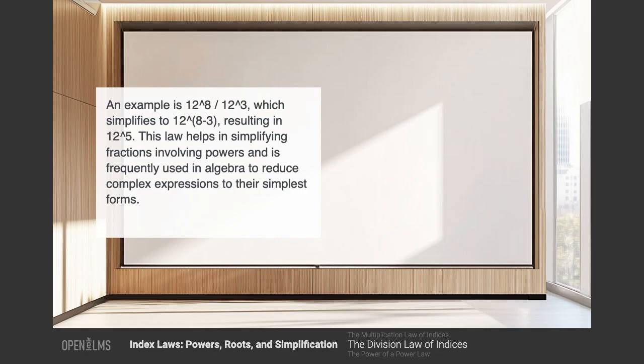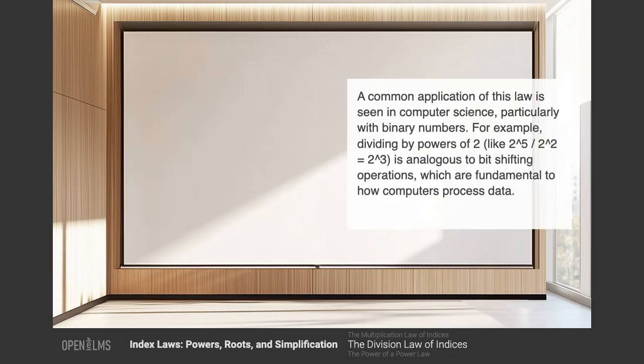This law helps in simplifying fractions involving powers and is frequently used in algebra to reduce complex expressions to their simplest forms. A common application of this law is seen in computer science, particularly with binary numbers. For example, dividing by powers of 2, like 2^5 ÷ 2^2 equals 2^3, is analogous to bit shifting operations, which are fundamental to how computers process data.